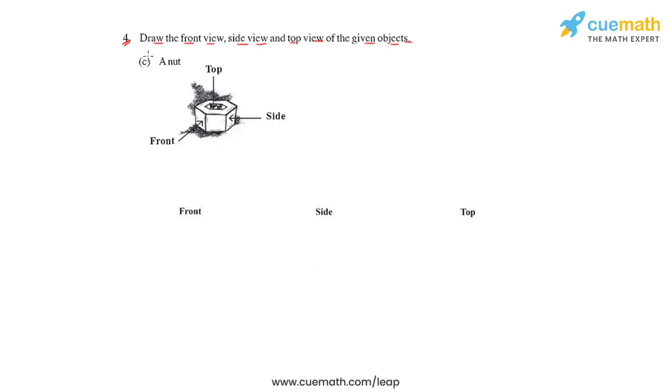So the next object of the question is object C, which is a nut, and again the three views are marked. If we see the nut from the front end, we'll see that it appears as this shape because it's symmetrical in shape and it represents a hexagon, so we see the three square faces of the nut.